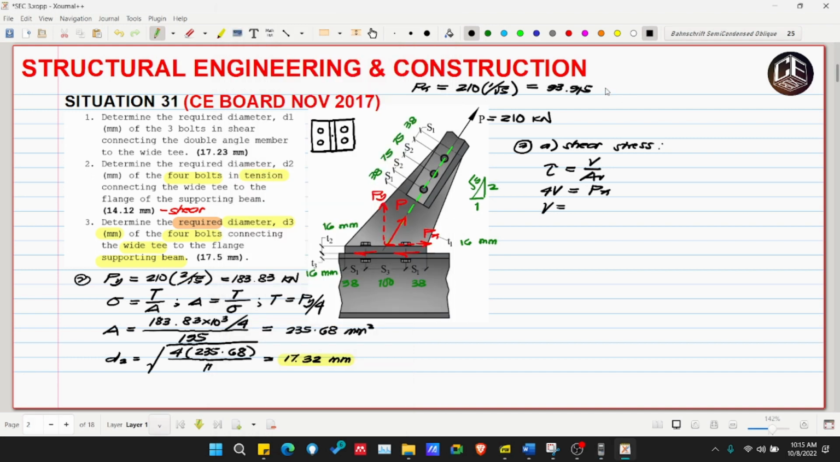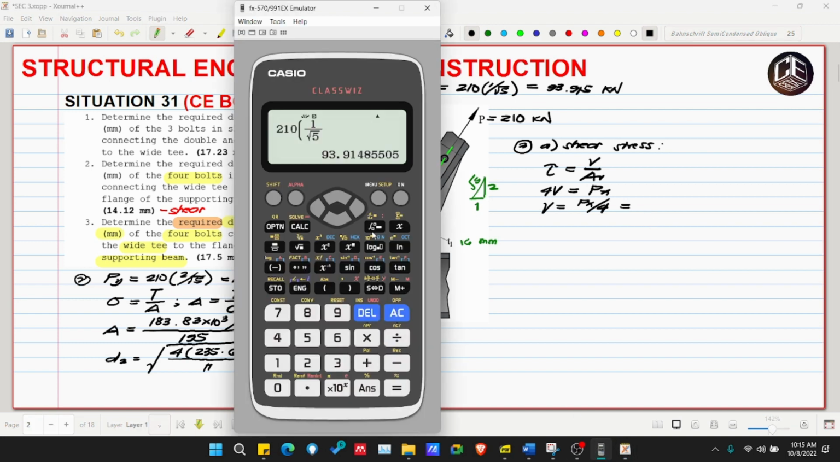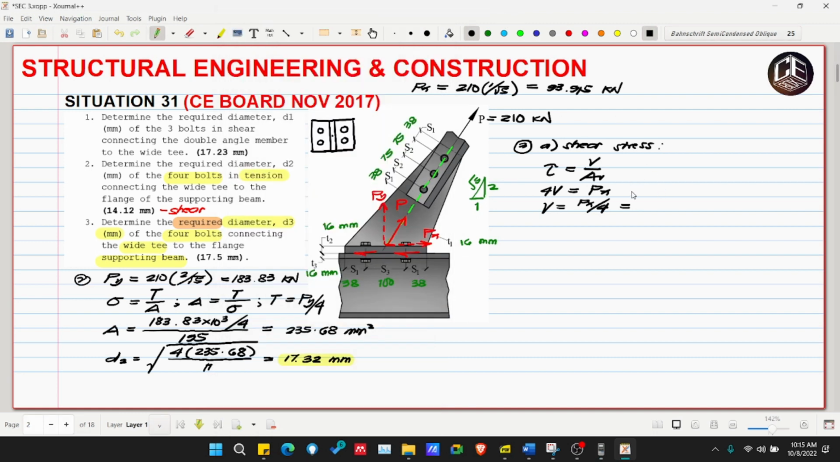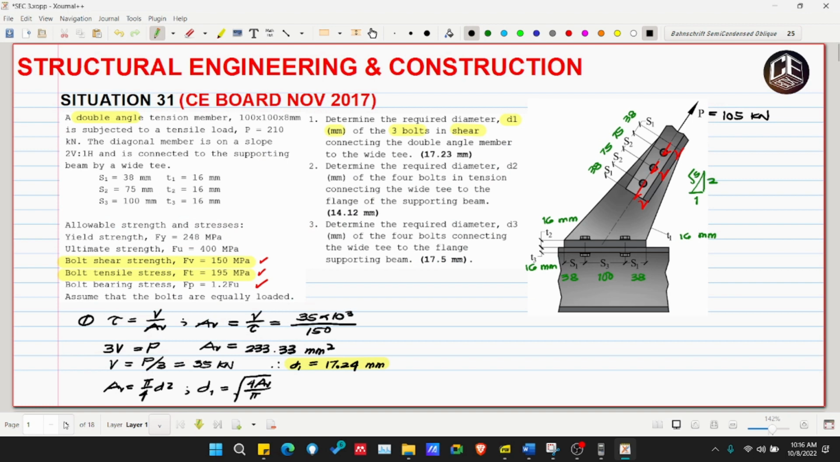or 915 kN. So, ang ating V dito is equivalent to Px over 4. So, kumpitin na rin natin. Divided by 4. So, 23.48 kN. So, ngayon, ang ating area shear is equivalent to V na 23.48 times 10 raised to 3 over shear stress, which is 150.